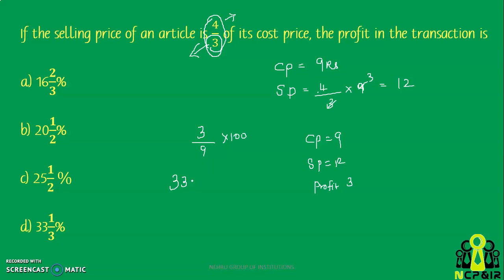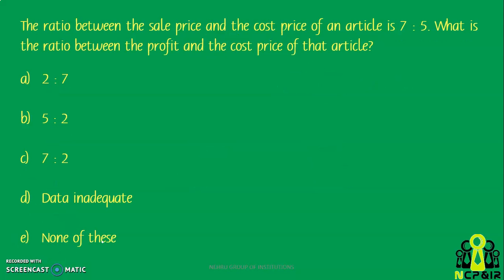That will give you 33.33% or 33 1 by 3 percentage will be the answer in this case. So if you have understood this, now we'll move on to the next one.